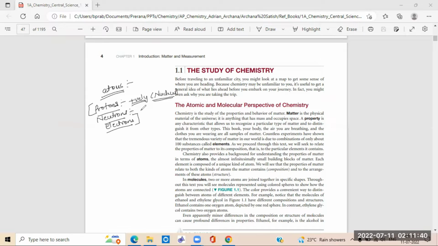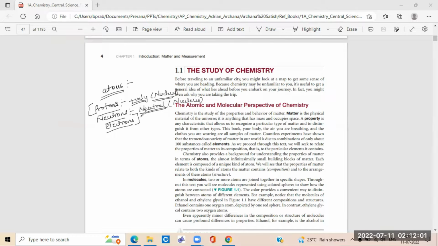Then come the neutrons. Can you tell me something about neutrons? Neutrons have a neutral charge, and they are also in the nucleus. Yes, neutrons, as the name suggests, are totally neutral. They do not have any charge, and they are present in the nucleus along with the protons.